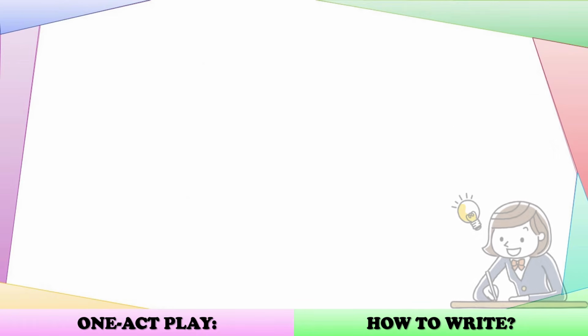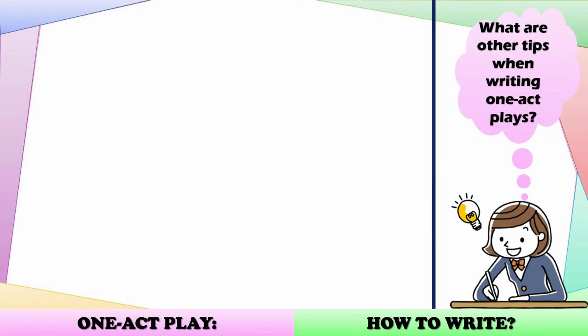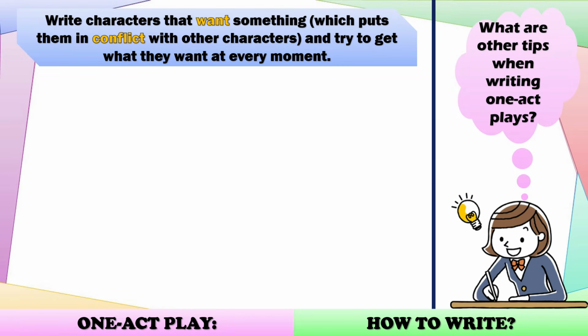Now at this point, we're going to talk about other tips when writing one-act plays. First, write characters that want something, which puts them in conflict with other characters, and have them try to get what they want at every moment. This is important as this will help make the viewers feel interested and eager to find out whether the character is able to get what he or she wants at the end of the story.